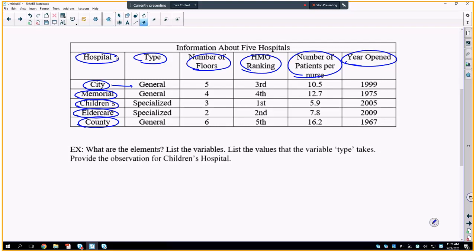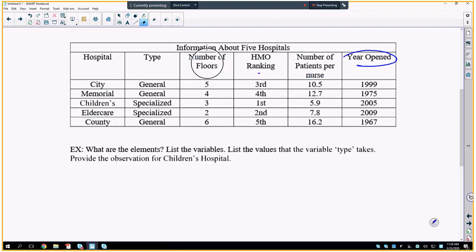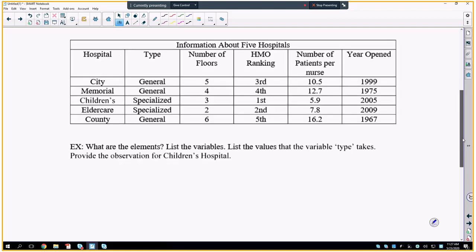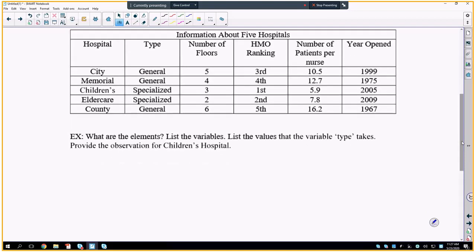So we'll be answering a couple questions here. The first question asks us, what are the elements? List the variables. List the values that the variable type takes. So it tells us there that type is going to be one of our variables, and we want to list the values that it takes. Then provide the observation for Children's Hospital. So elements, variables, and observation are the 3 vocabulary words that we have.